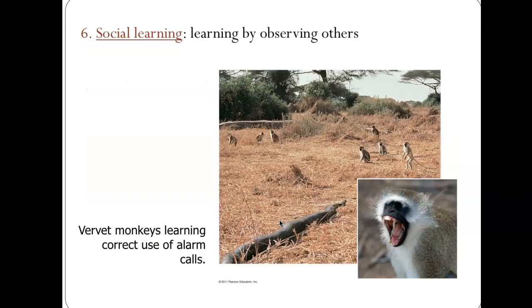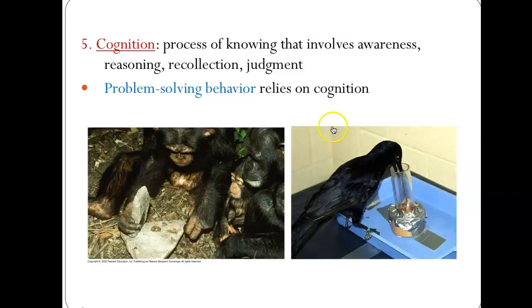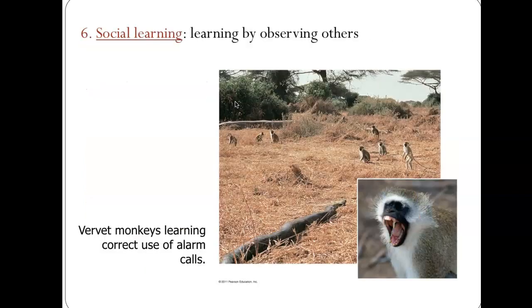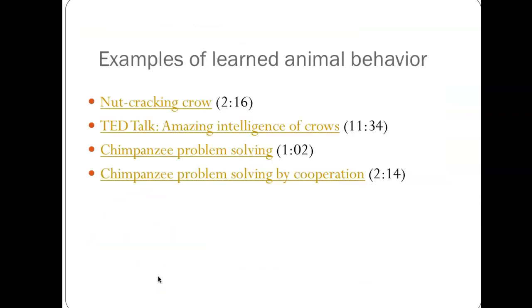reasoning and problem-solving behavior that's seen in some of these animals that can have a little bit higher level thinking. Crows are also really interesting in their cognition. They've seen crows that will perch on traffic lights and hold a nut that they want cracked, and they have learned to drop the nut at just the right time so that a car will run over it and crack it for them. So that's pretty cool. And then we have social learning, learning by observing others. The example of this is the Vervet monkey learning the correct use of alarm calls. So, learning from others.